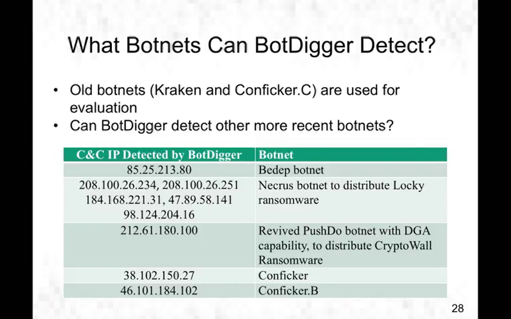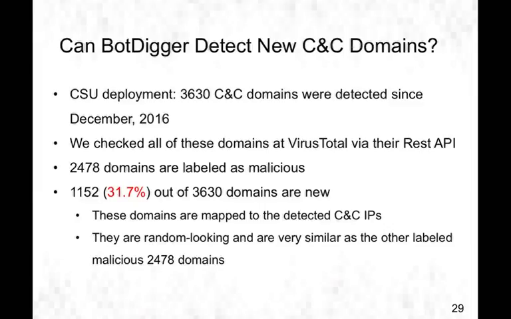The next question is whether BotDigger can detect new CNC domains. We ran BotDigger at CSU for more than 6 months, and we detected about 3,600 CNC domains. We checked all of these domains on VirusTotal using the REST API to see whether they are labeled as malicious or related to a botnet. And we found that about 2,700 were labeled as malicious. So that means another 1,100 were not labeled.